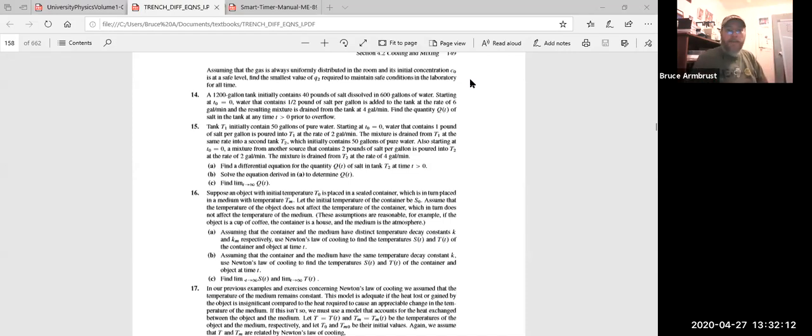All right, so tank 1 has stuff coming in at 1 pound per gallon at a rate of 2 gallons per minute. So let me write that here. So 1 pound per gallon, 2 gallons per minute. So that's what's going into tank 1. And then tank 2 just says the mixture is drained from tank 1 at the same rate into the second tank T2. So 2 gallons per minute both ways.